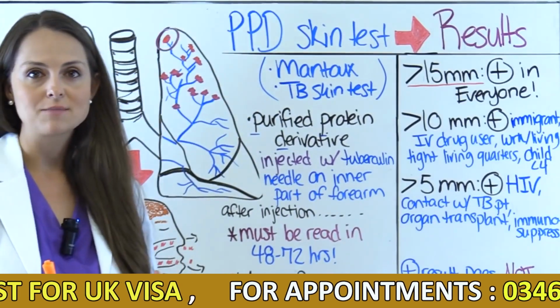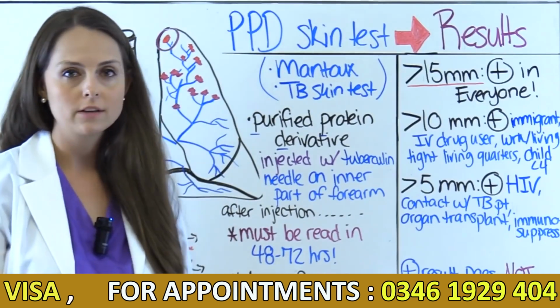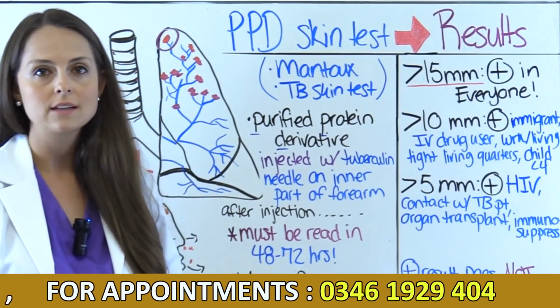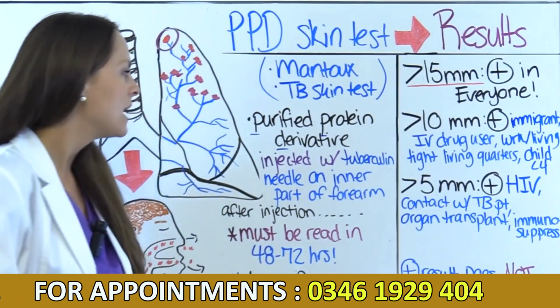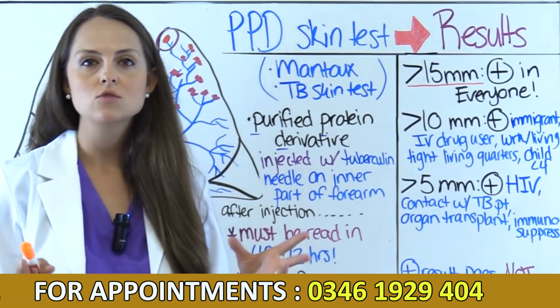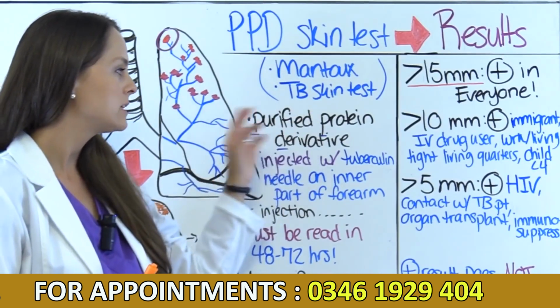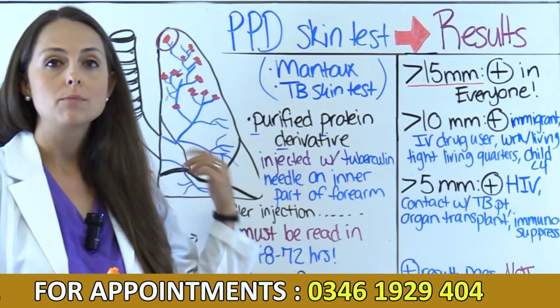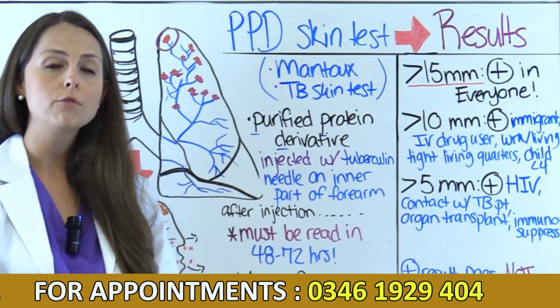This has a lot of names. It's also called the Mantoux test, TB skin test, tuberculin skin test. You may see it abbreviated TST. All of it's the same thing, it just has a lot of names. Now what is this? This is where a patient is injected with purified protein derivative with a tuberculin needle, it's a special needle, on the inner part of the forearm.